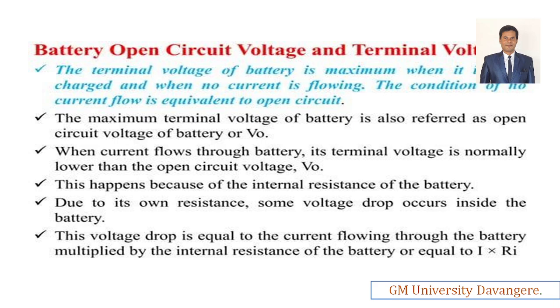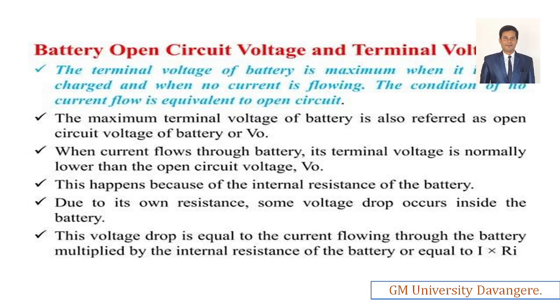Right? When you connect any loads, what will happen? The current will start flowing from the batteries to the particular loads. Right? This happens because of the internal resistance of the batteries. The battery internal resistance will have an R value, and the internal resistance also depends upon various battery parameters. So due to its own resistance, some of the voltage will drop inside the batteries, right?